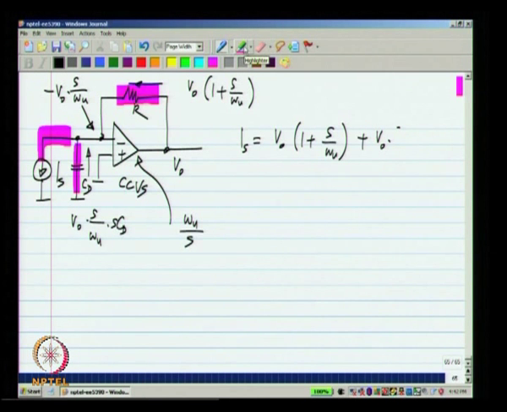Sorry, I made a mistake here. The current flowing through this resistor is V naught times 1 plus s by omega u divided by R, of course, and we have plus V naught s by omega u S CD. So, I will take R to this side.